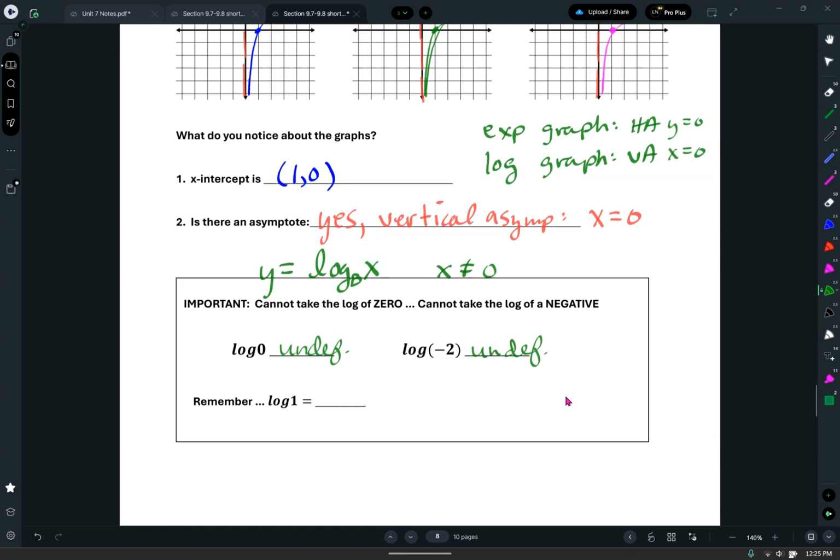And then finally, remember back when we first learned about exponentials and logs, we said the log of 1 always equals 0, which makes sense because on the graphs up above, didn't they always go through the point (1, 0)? So that means when x is 1, y is 0. And remember, that is the x, that is the y.